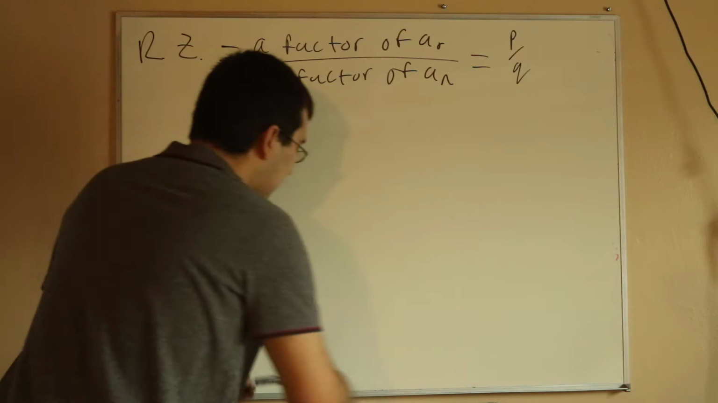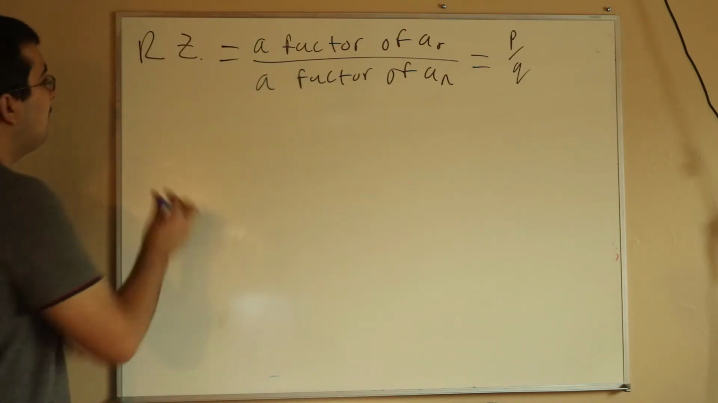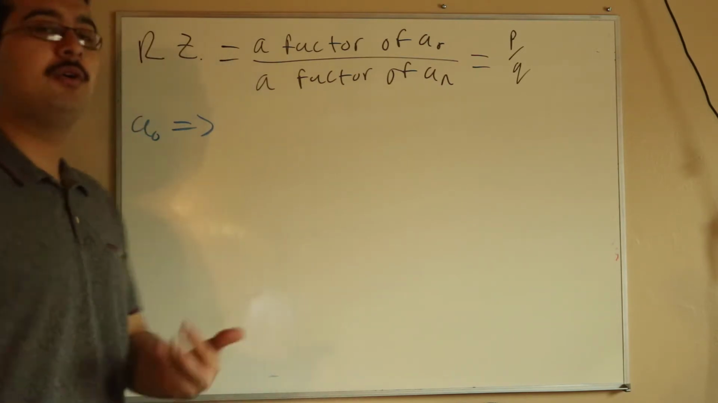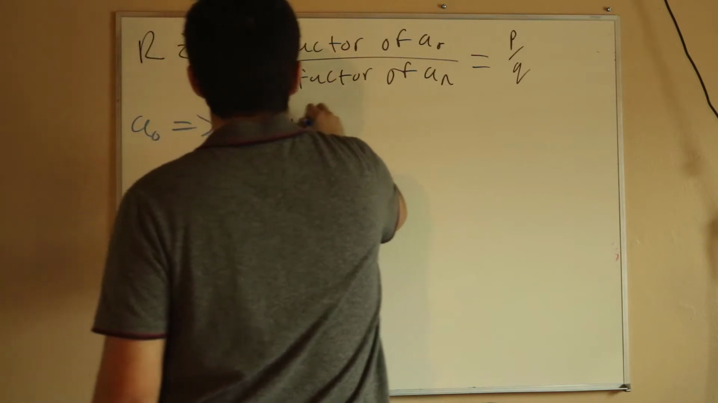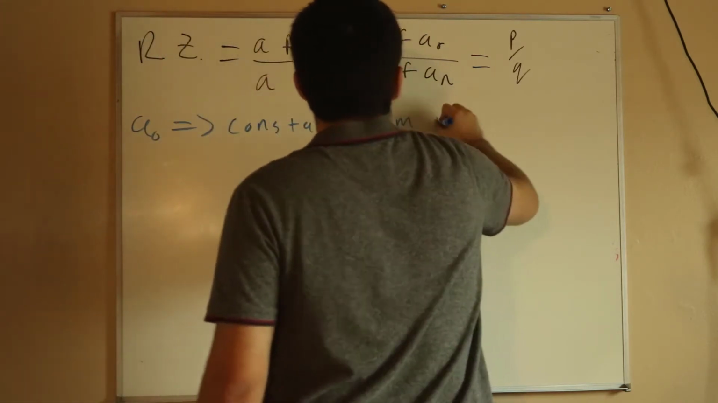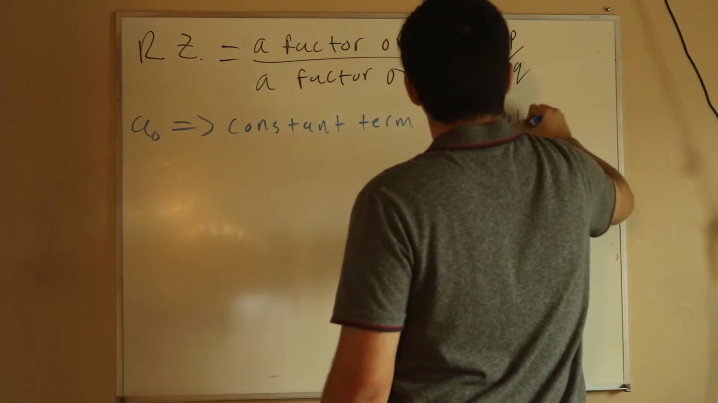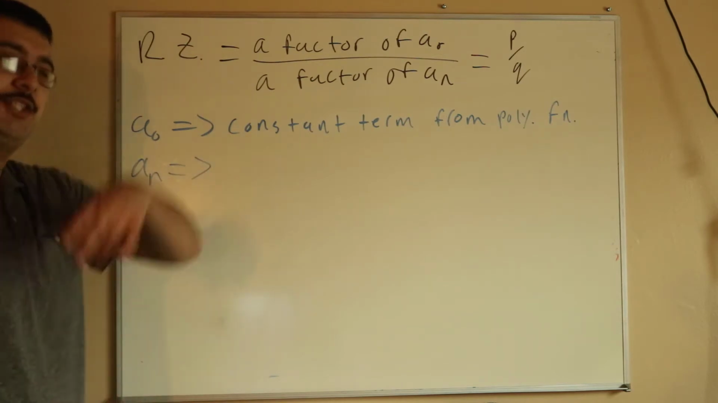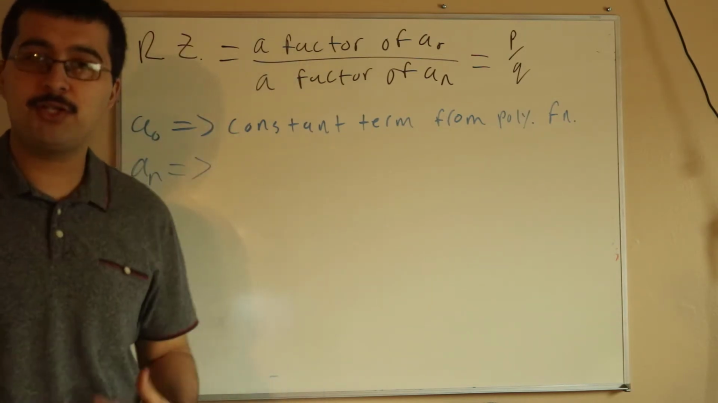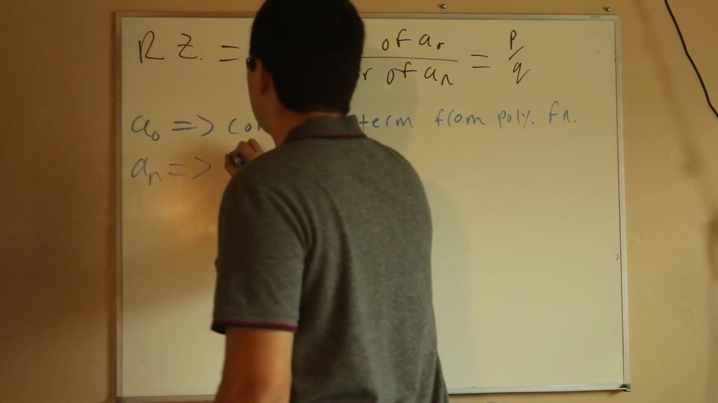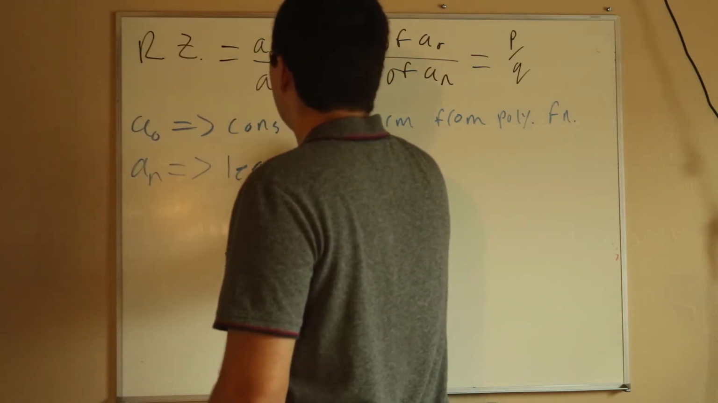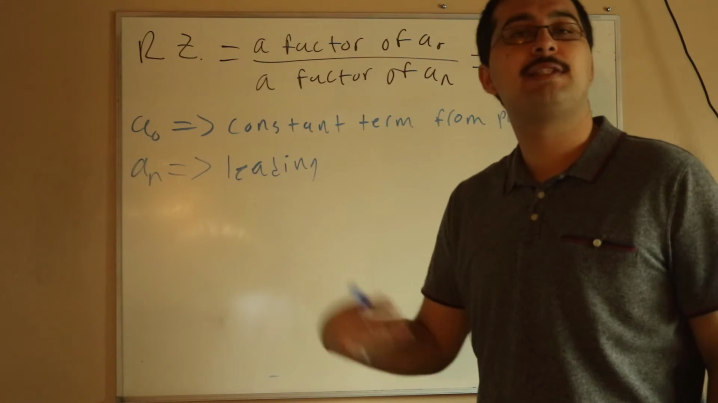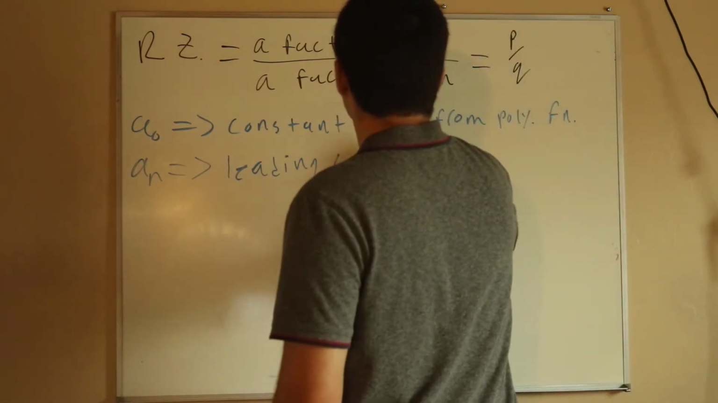Let's make sure we recall, when we're talking about a naught, it is the constant term from our polynomial function. Similarly, a sub n is on the opposite side of the spectrum. This is our leading coefficient term from our polynomial function. And just to review, when we say leading coefficient, this is the number that's being multiplied to the variable with the highest power.